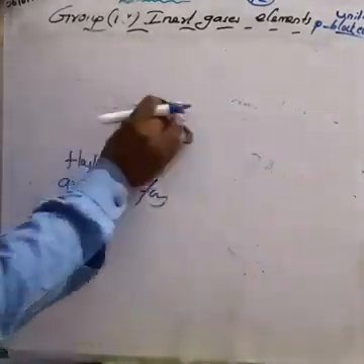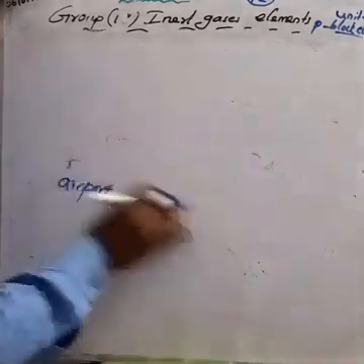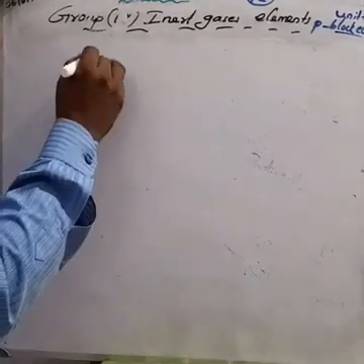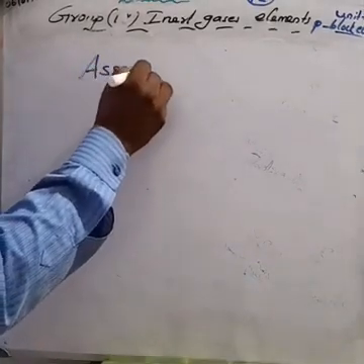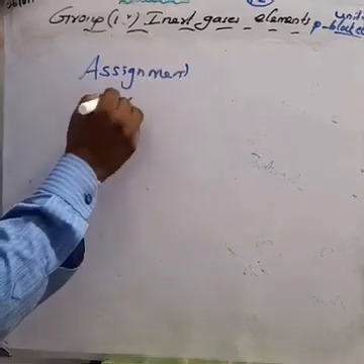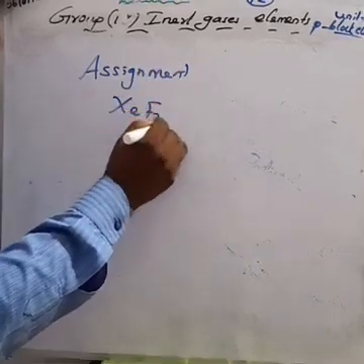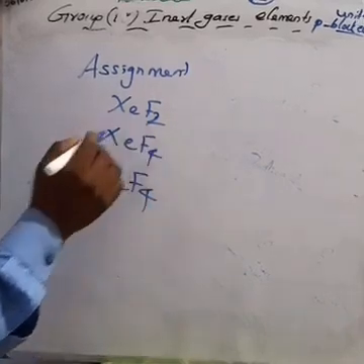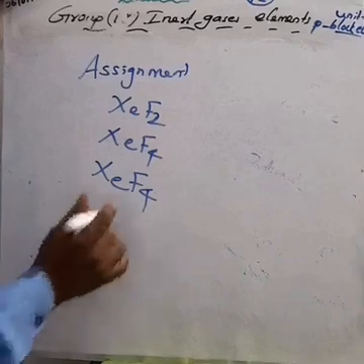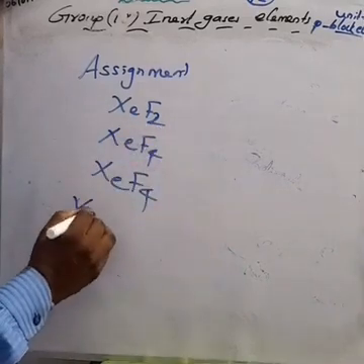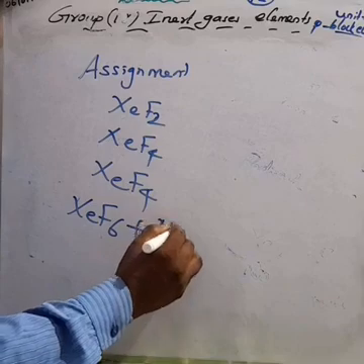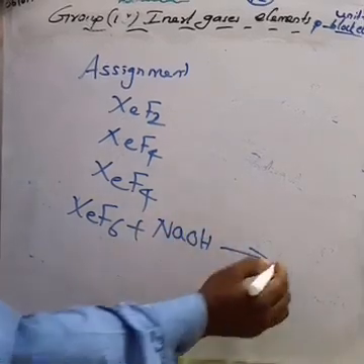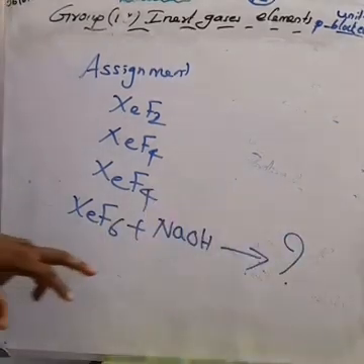Anyhow, today I am giving an assignment. Please all of you write the assignment. How is xenon fluoride prepared? For xenon fluorides, write the first 3 equations: xenon difluoride, xenon tetrafluoride, xenon hexafluoride, XeF2, XeF4, XeF6. And also how xenon hexafluoride, XeF6, reacts with sodium hydroxide. That's the equation, only 4 equations.